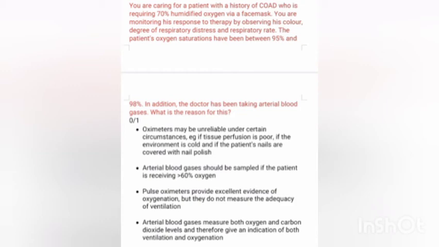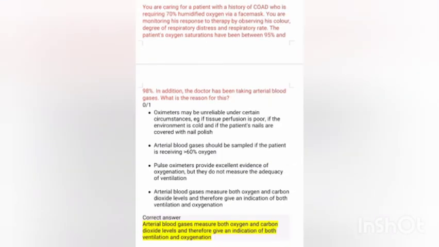Option D, arterial blood gases measure both oxygen and carbon dioxide levels and therefore give an indication of both ventilation and oxygenation. The correct answer is option D, arterial blood gases measure both oxygen and carbon dioxide levels and therefore give an indication of both oxygenation and ventilation.